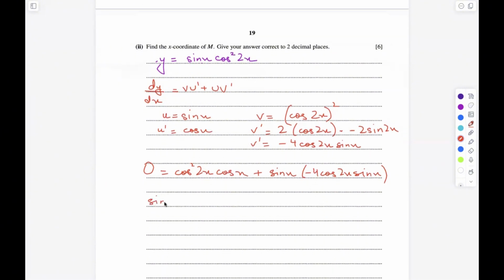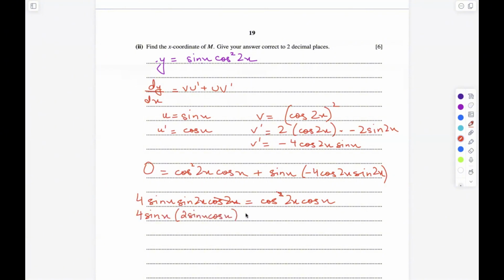So this will become 4 sin x, and this was a sin 2x over here, so this will be sin 2x. So 4 sin x, and this is sin 2x cos 2x, is equal to cos squared of 2x cos x. Now we can cancel out cos squared 2x with cos 2x. Now in place of sin 2x, we can substitute. So sin 2x is the same as 2 sin x cos x.